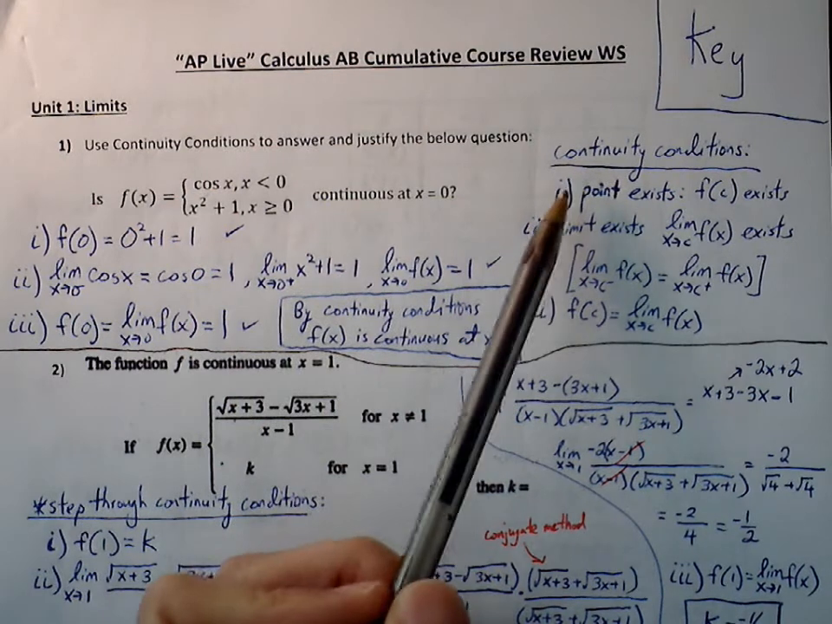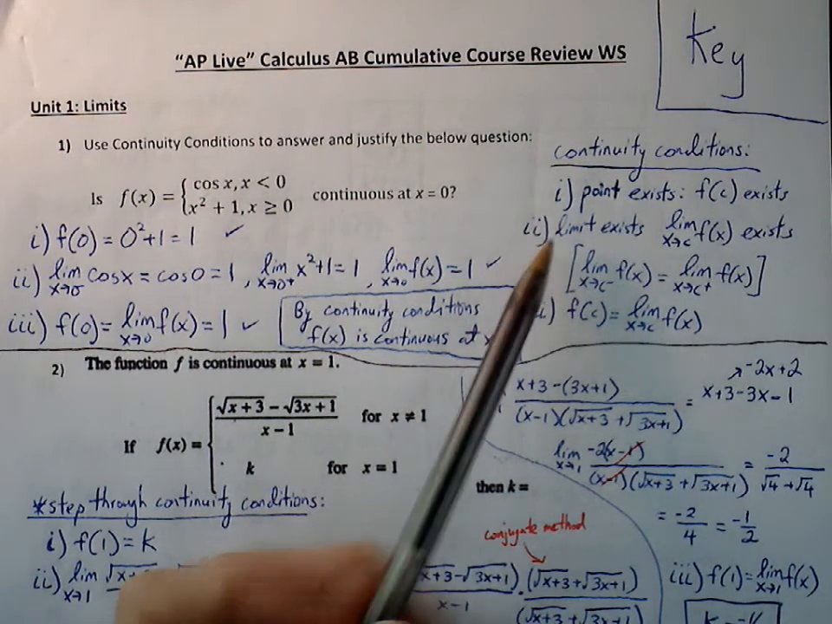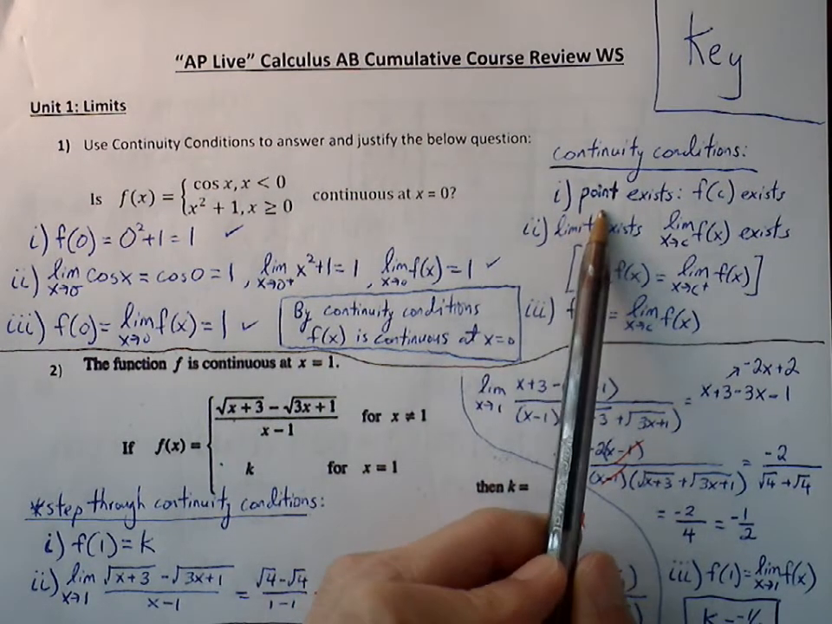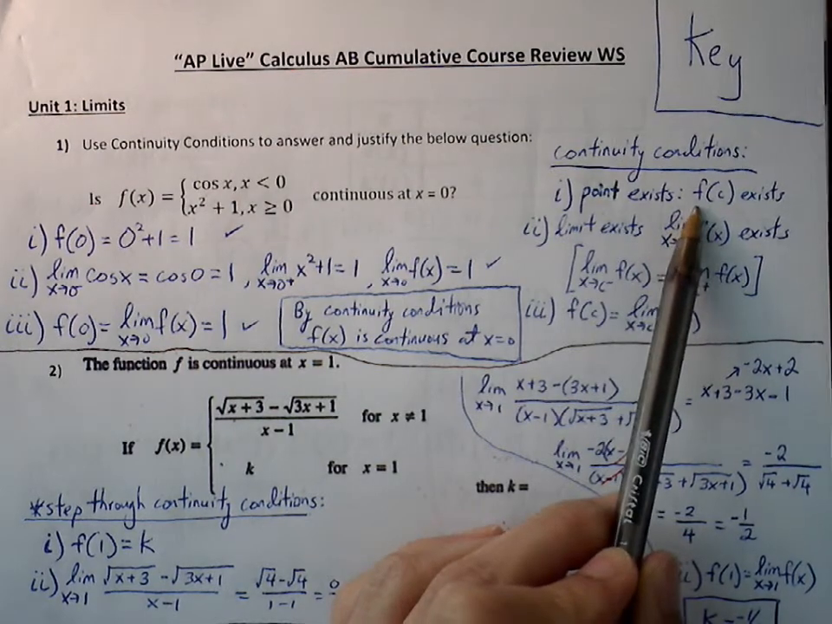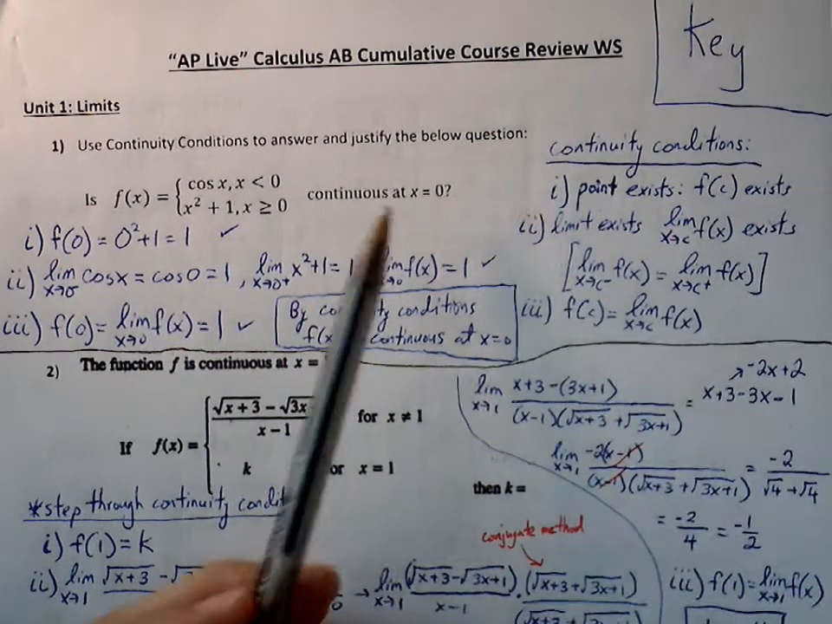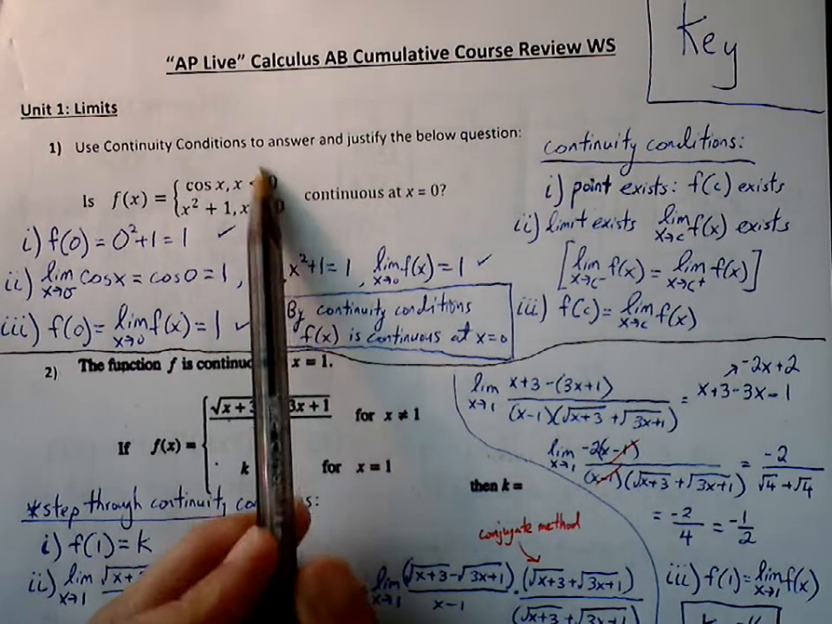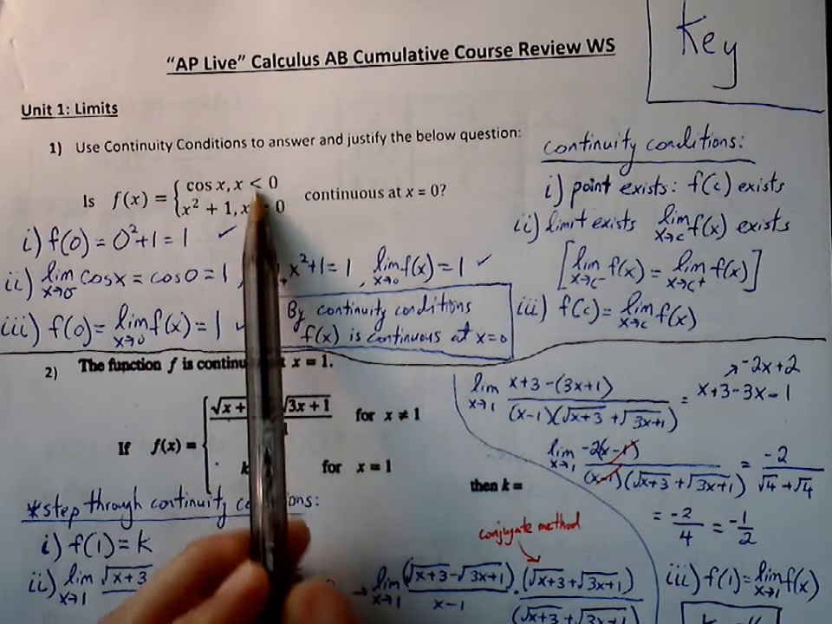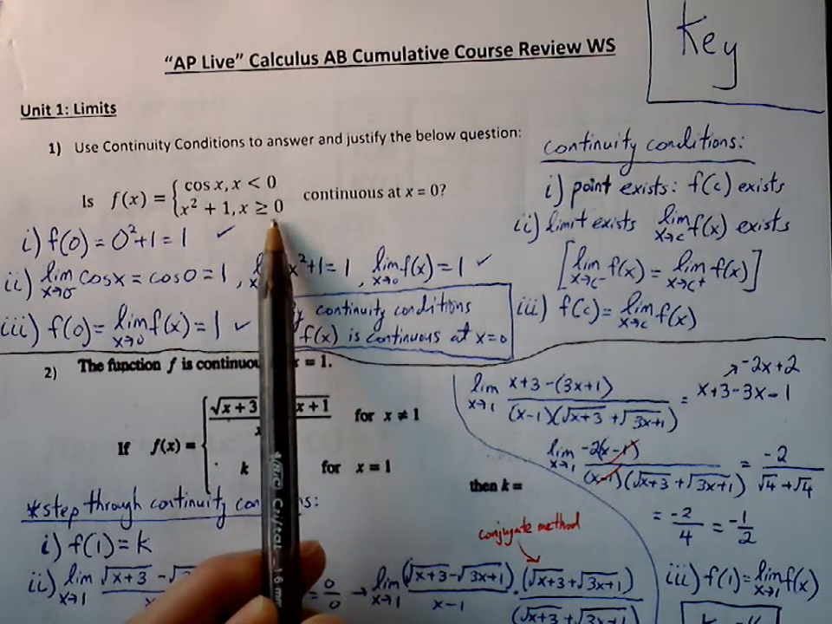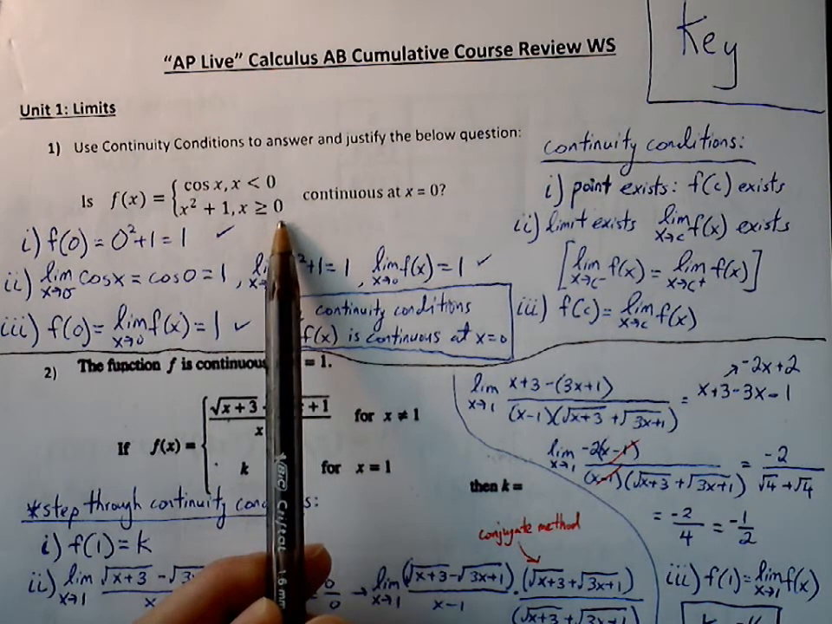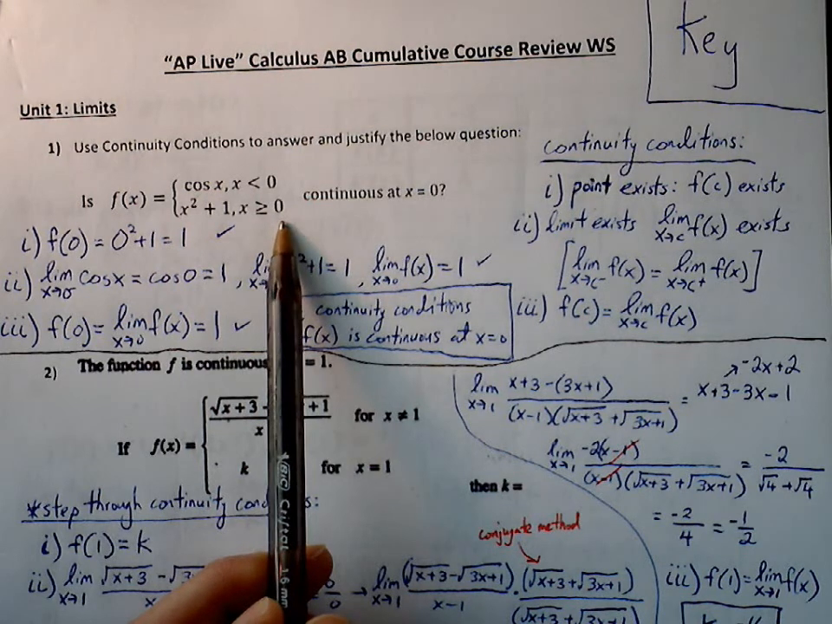So we're going to go through our continuity conditions, and just to refresh our memory, the first is, does the point exist at C? If we're trying to decide what our C value is and you're looking at a piecewise function, just look at the restriction. Whatever value is here, that's going to be your C value. That's going to be the center of attention in terms of where our continuity is in question.